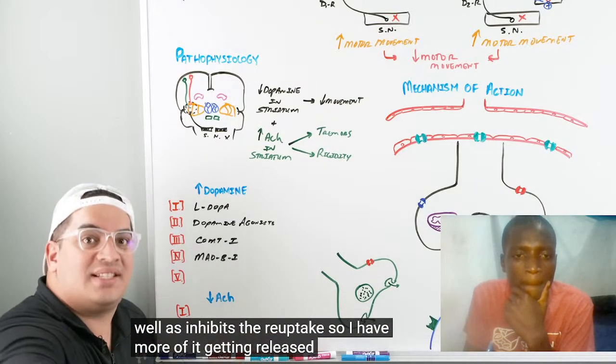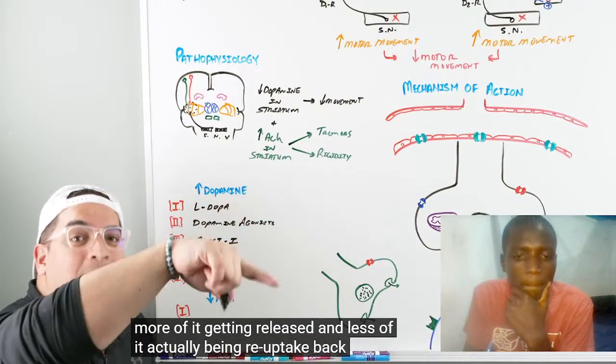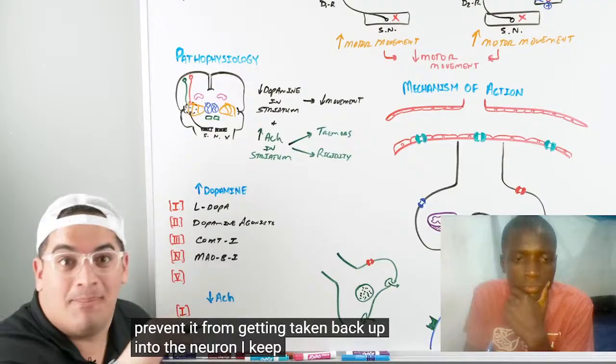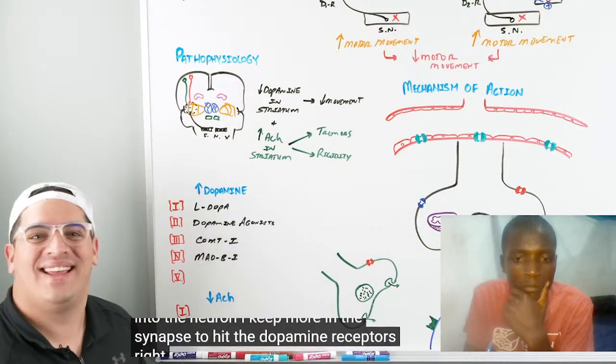So I have more of it getting released and less of it actually being reuptaken back into the neuron. So why is that beneficial? Well, if I increase the release and I prevent it from getting taken back up into the neuron, I keep more in the synapse to hit the dopamine receptors, right? So that's the whole concept here.